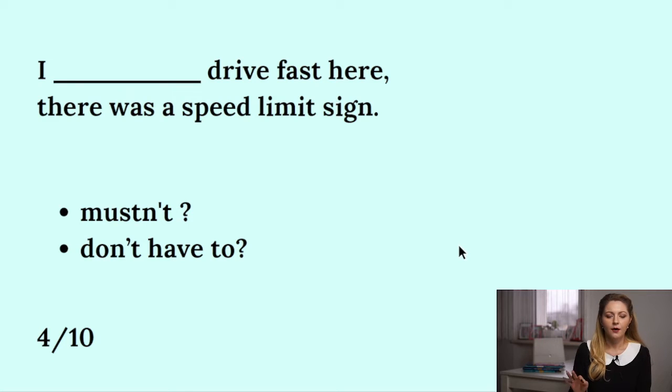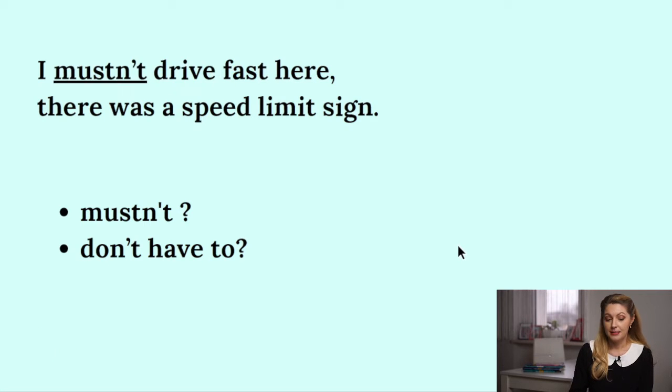I drive fast here. There was a speed limit sign. Of course. I mustn't drive fast here. There was a speed limit sign. So a sign is something about the rules when we are not allowed, correct? Right. So I mustn't drive fast here. There was a speed limit sign. You say it?